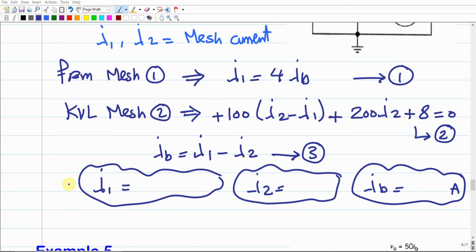So after solving these three equations, we found that I1 should be negative 0.029 ampere, while the I2, we're gonna get it by the negative 0.036, and IB will be almost zero. It's gonna be 0.027 ampere.